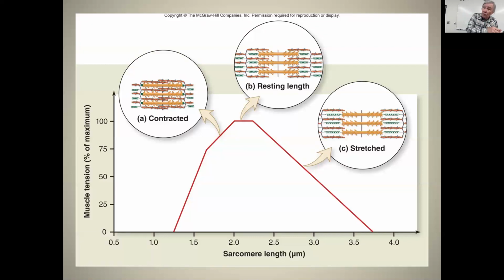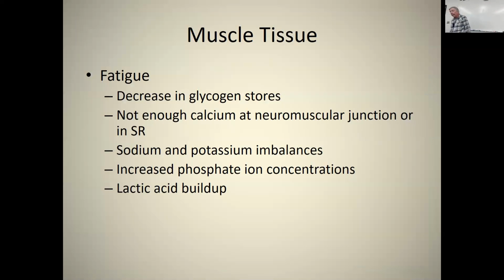So if it's understretched or overstretched, you generate less tension. So your muscles are stretched naturally in your body to that resting length, to that length where you can generate the most tension. Okay, fatigue. As I mentioned before, decrease in glycogen stores, not enough calcium at the muscle junction or in the SR, sodium potassium imbalances, increased phosphate ion buildup, lactic acid buildup. So all these will lead to muscle fatigue.